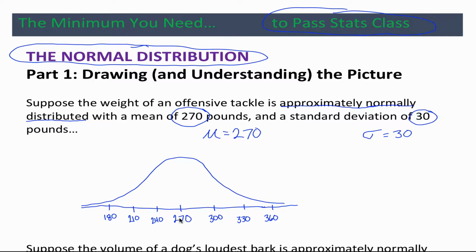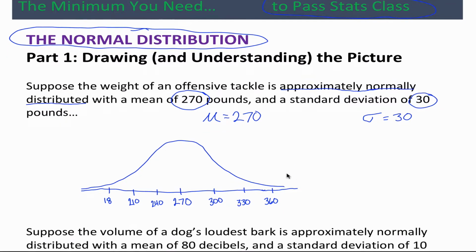Throw 270 in the middle, count up and down by 30s. By the time you're 3 30s above 270, be pretty close to the end here. By the time you're 3 30s below the mean, pretty close to the end here, and you're good. Technically, this thing goes on infinitely long in both directions, but you gotta stop drawing it at some point. So when this gets close to this axis, you stop drawing it. Put this close to the end. That's all you need to know. That's it. Do that over and over again in this section.